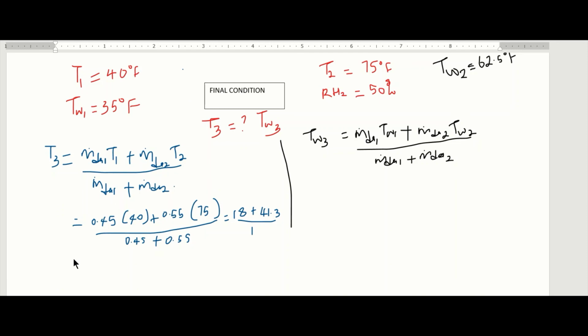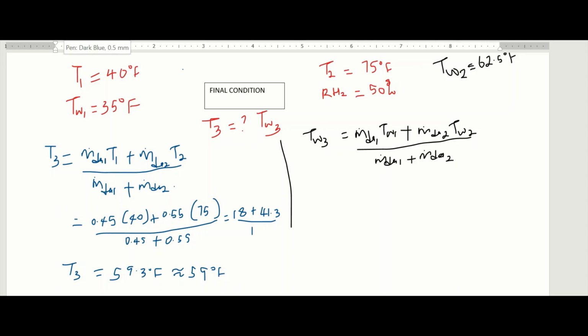So therefore my final condition for my dry bulb is 18 plus 41.3. That gives us 59.3 degrees Fahrenheit. Approximately, I can call that 59 degrees Fahrenheit. All right, so my final condition for my dry bulb temperature is 59 degrees Fahrenheit.